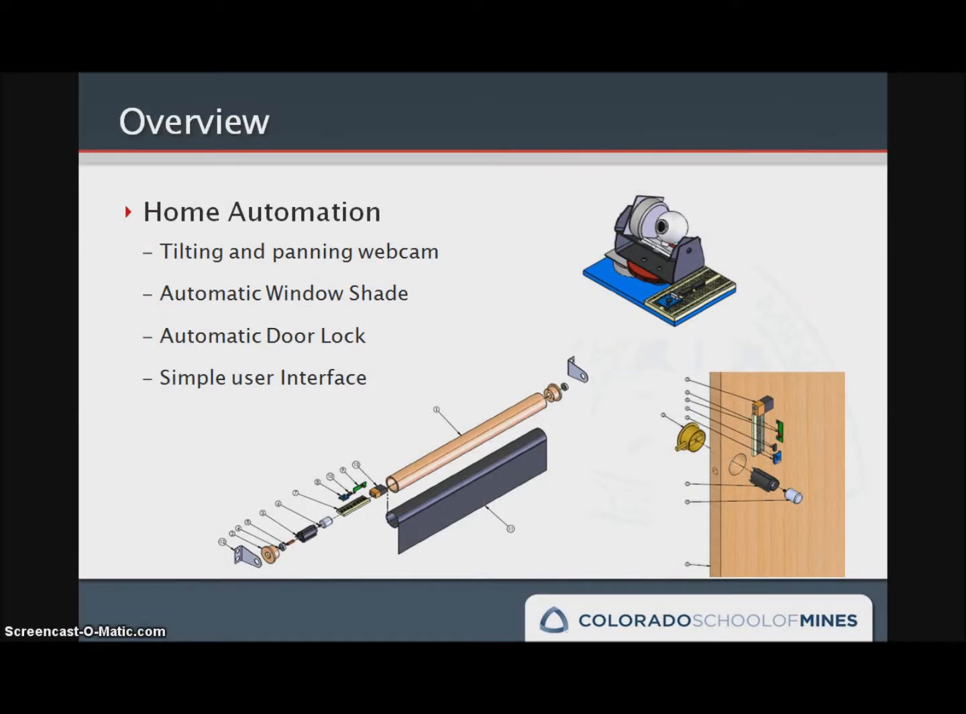The overview of this report was to develop some home automation systems. They are a tilting and panning webcam, an automatic window shade, and an automatic door lock. The intent was to control all three of these with a simple user interface.